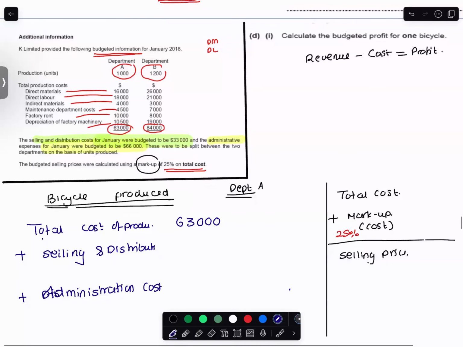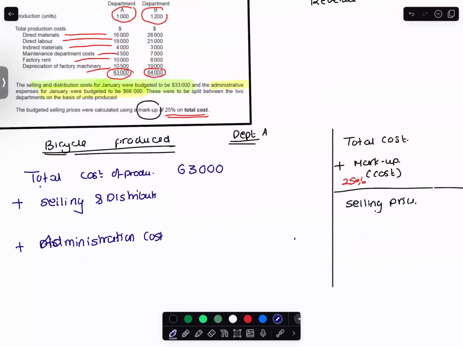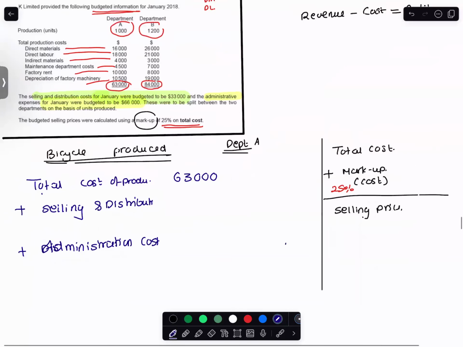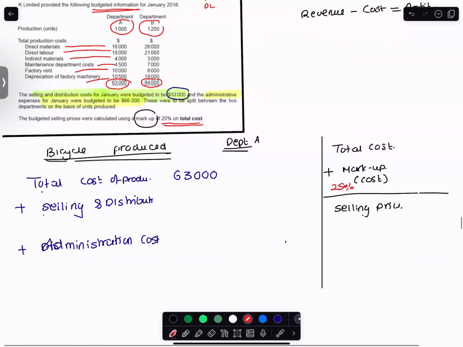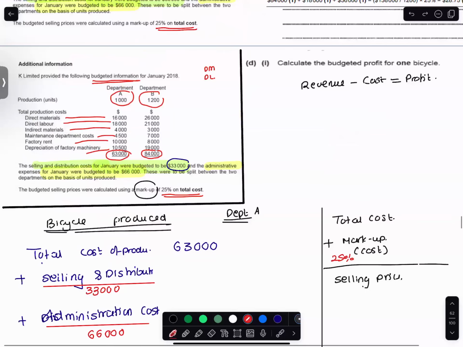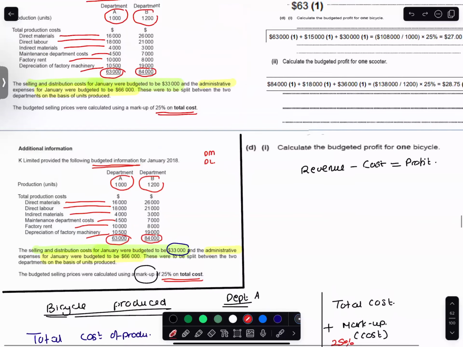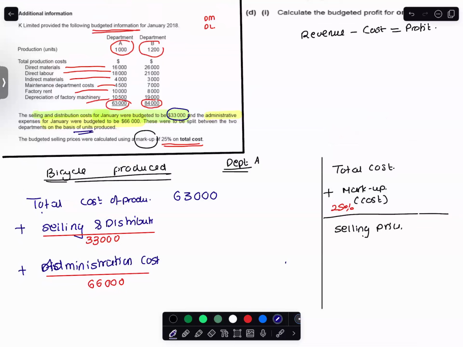So selling and distribution cost is how much? Selling is 33,000 and administrative expenses is 66,000. And this is to be split between the departments on the basis of units produced, right? Don't worry, I will come back on that. So this is to be split between the two departments based on the number of units produced.